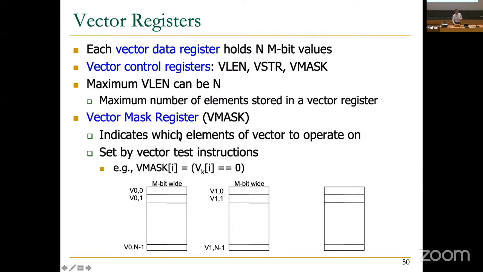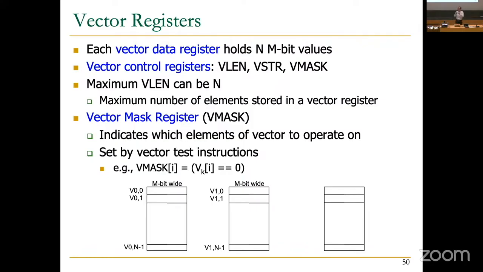The vector mask register, vmask, indicates which elements of a vector to operate on. And this is set by vector test instructions. This is very similar to compare instructions in scalar ISAs. For example, here we set every element of the vector mask by comparing every element of a vector register k to 0. Now, what is the result of this operation? If element i of vector register k is equal to 0, then element i of the vector mask is set to 1. Otherwise, it's set to 0.